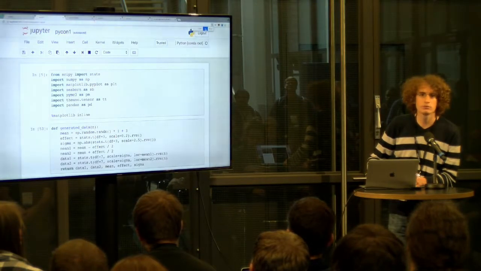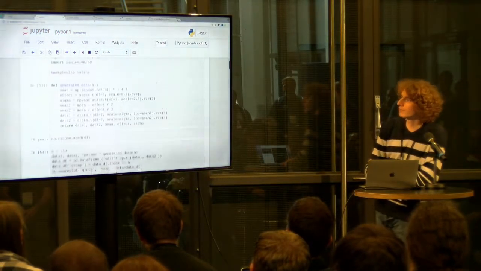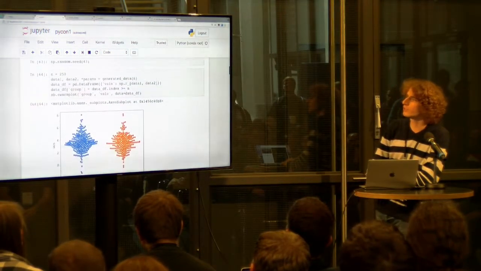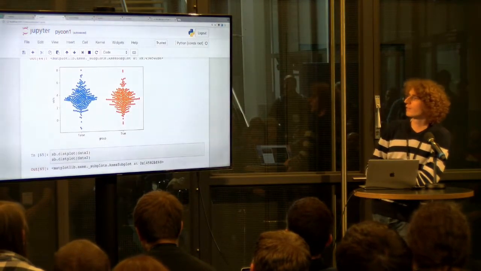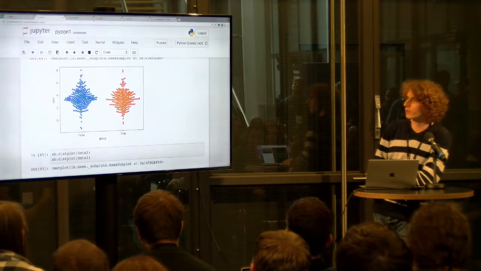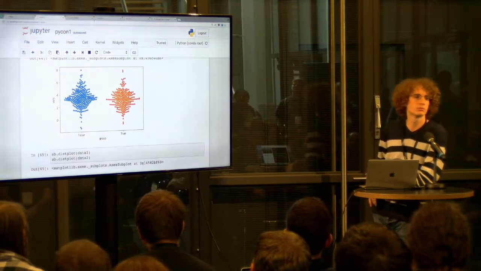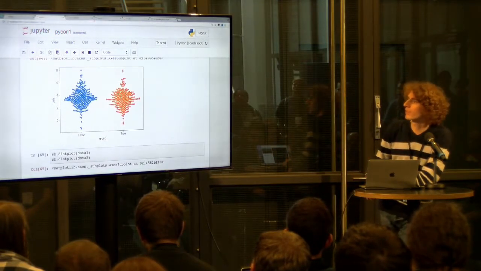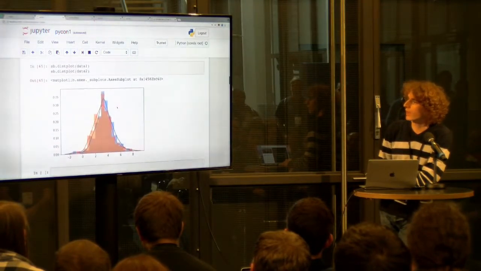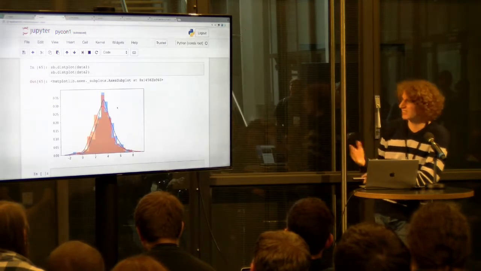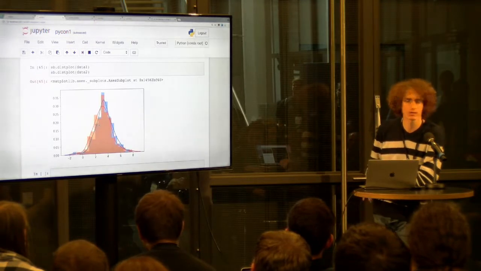Is that large enough? Okay, so we just import some stuff. We generate a data set. We don't actually use a real data set, we'll just pretend. So we have one group of values here and another group of values here, and we want to ask, okay, is there a difference between the two? That's kind of hard to see by eye. Also, if we plot them as a distribution plot, it still looks like maybe the red is a bit lower, but it's hard to see.